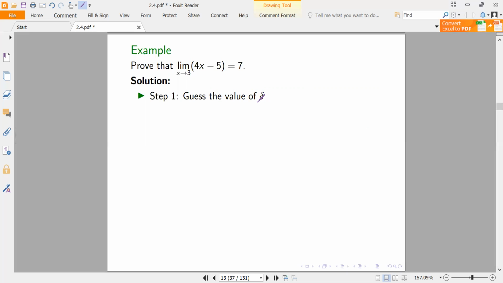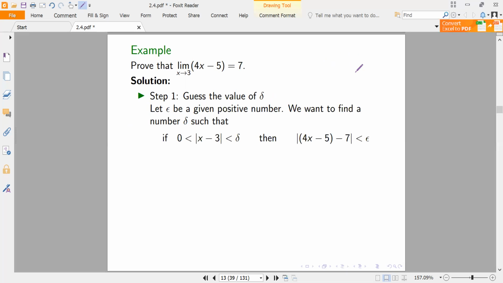Remember that we need to guess the value of delta, and to guess this delta, we need to be given epsilon. Remember we said delta is a function of epsilon. The whole point is to find some number delta, dependent on epsilon, such that if the absolute value of x minus 3 is less than delta, and the distance is positive, then the absolute value of 4x minus 5 minus 7 is less than epsilon. So our whole point is to find this delta, and we find it by guessing.